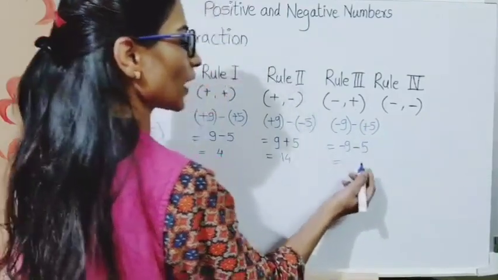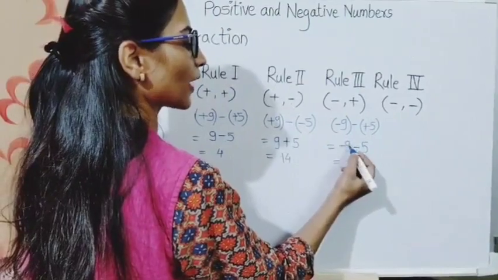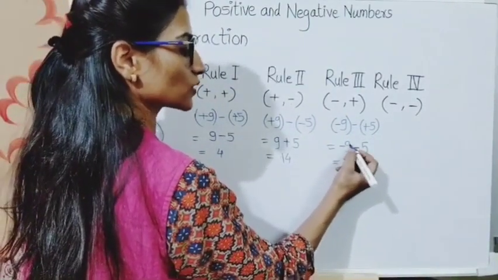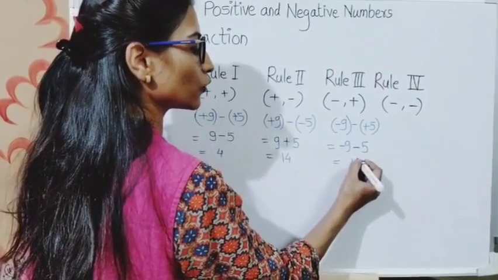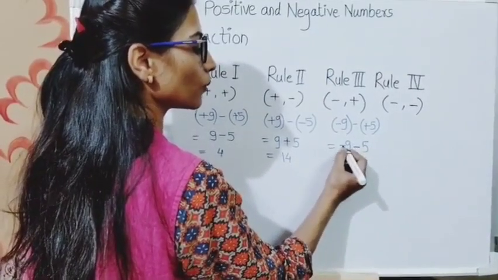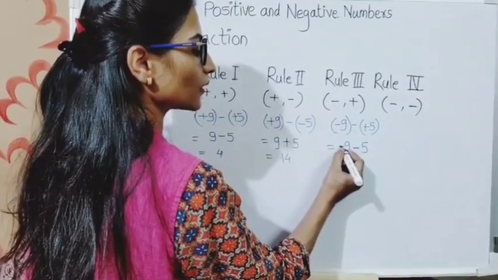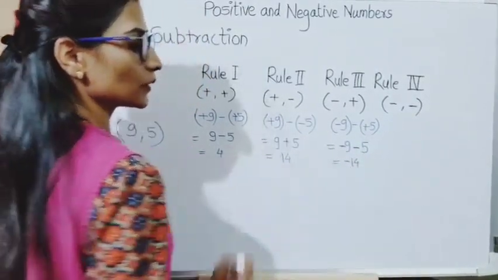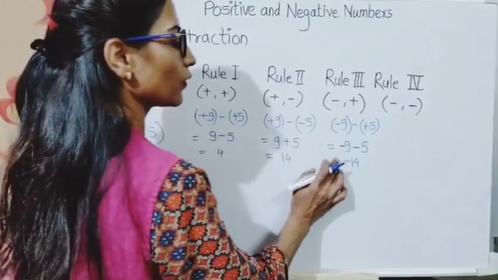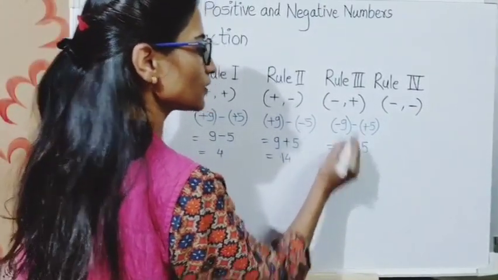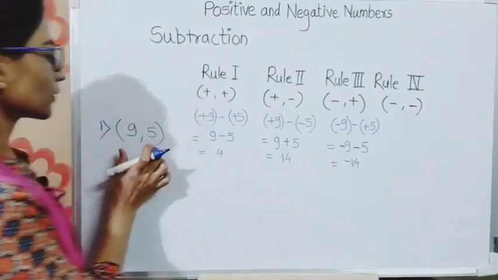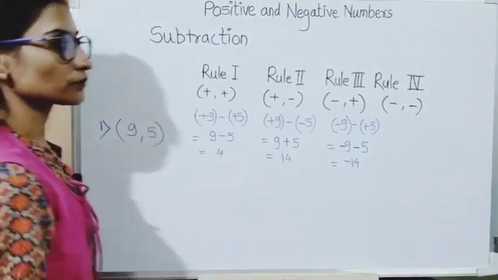Okay, so what will happen? Both signs are the same, minus minus is there, so we have to do the addition of both numbers. 9 plus 5 is equal to 14, and the biggest number contains a negative sign, that's why the resultant number contains a minus sign. So in this way we have to solve this rule, according to this rule, these two kinds of number.